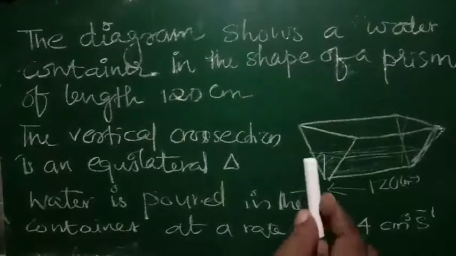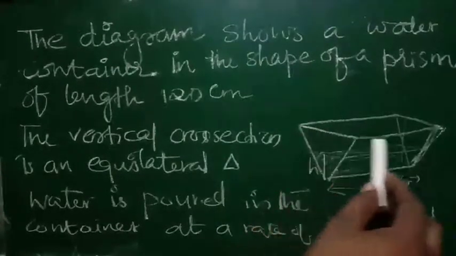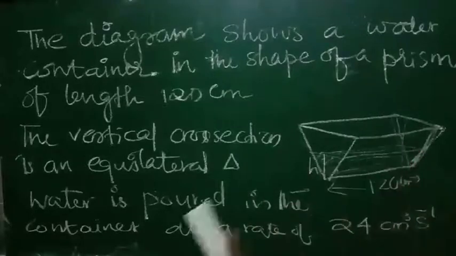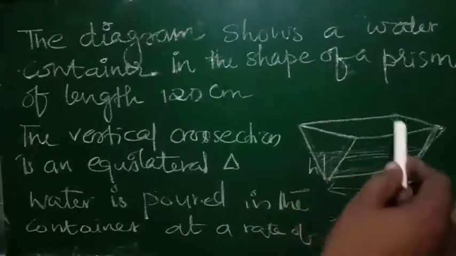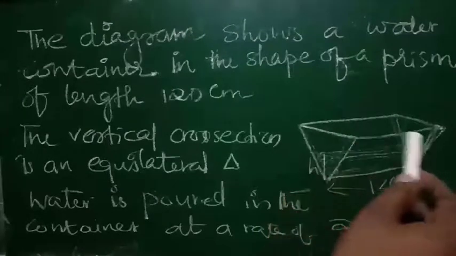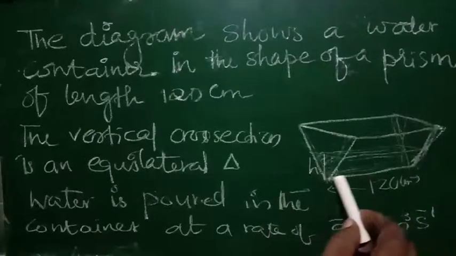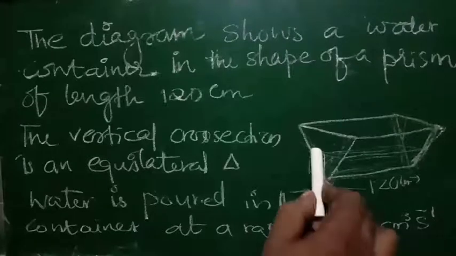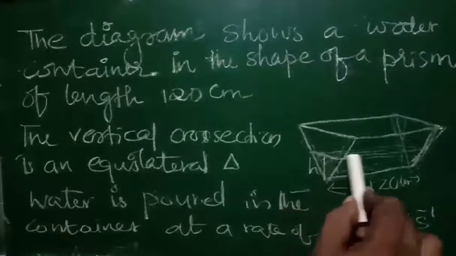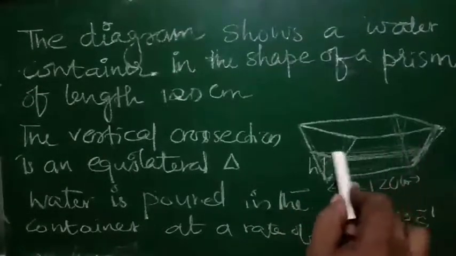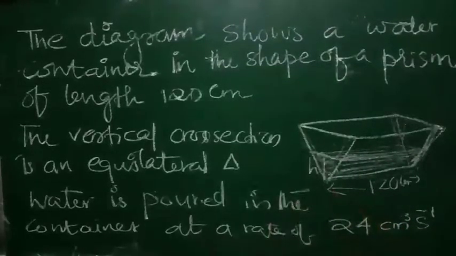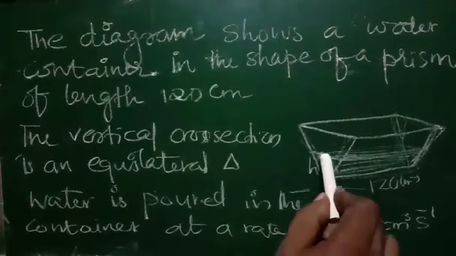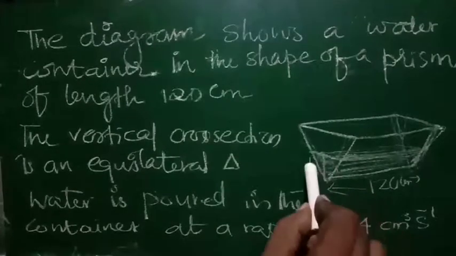So you can see in the diagram we have a triangular prism in which the base is an equilateral triangle. So both the bases are equilateral triangles and the length of the prism is 120 centimeter, and this is the water level, okay, and the height of the water level is h centimeter.